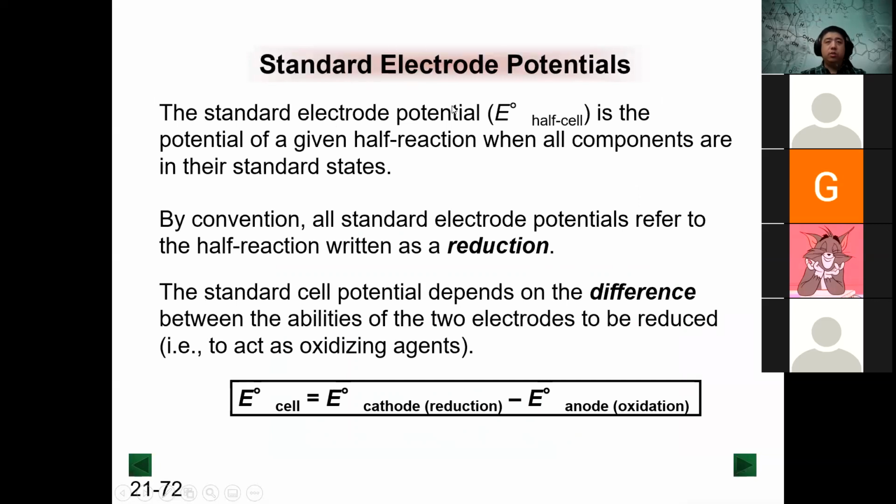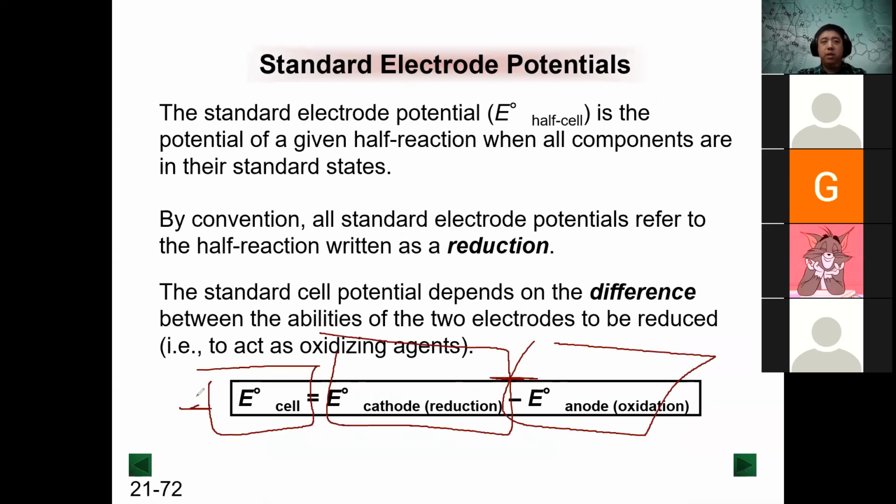Standard reduction potential or standard electrode potential, never change the signs of these things. Put in the number that goes here, put in the number that goes there, subtract the two, and you get your answer. This should be a positive value.